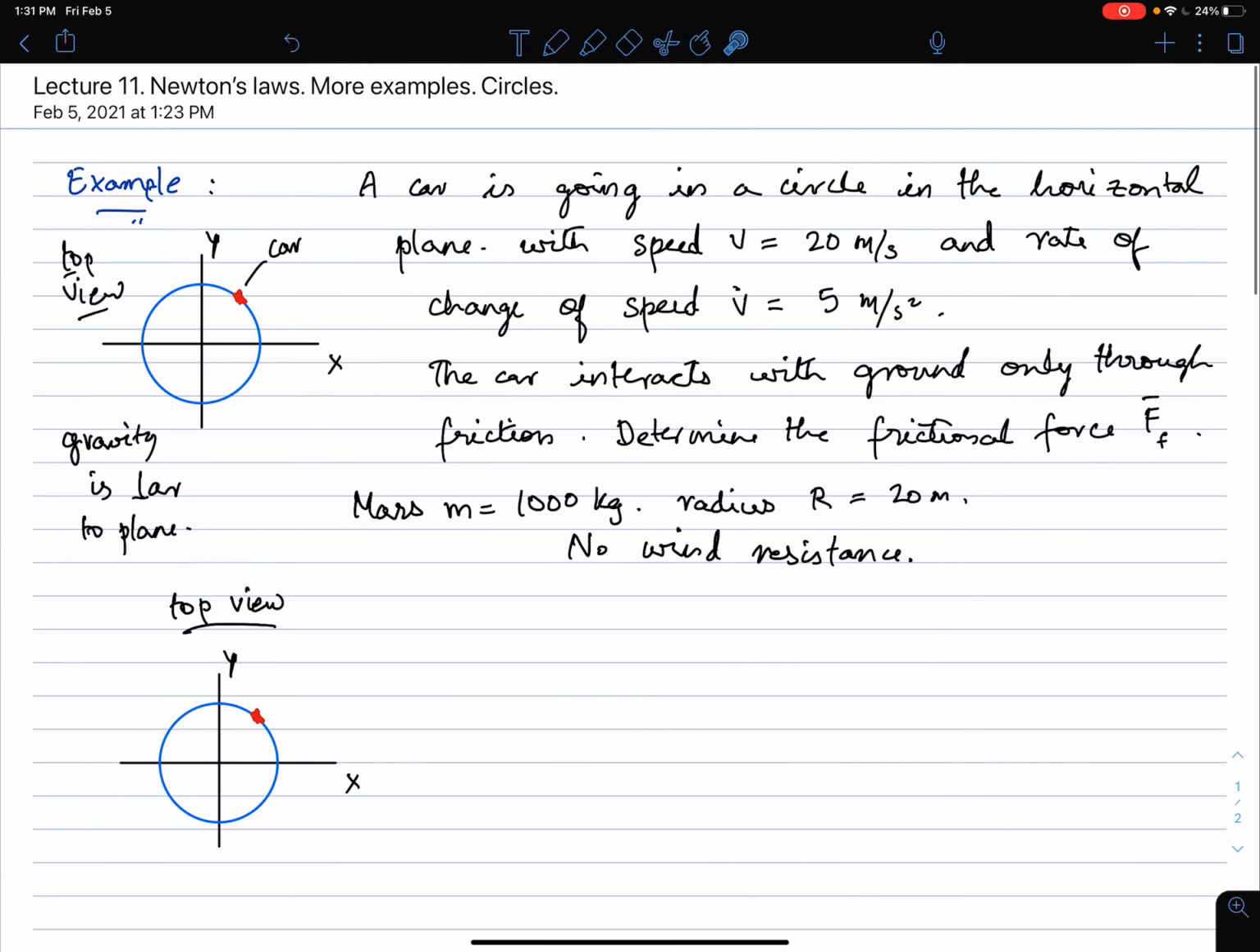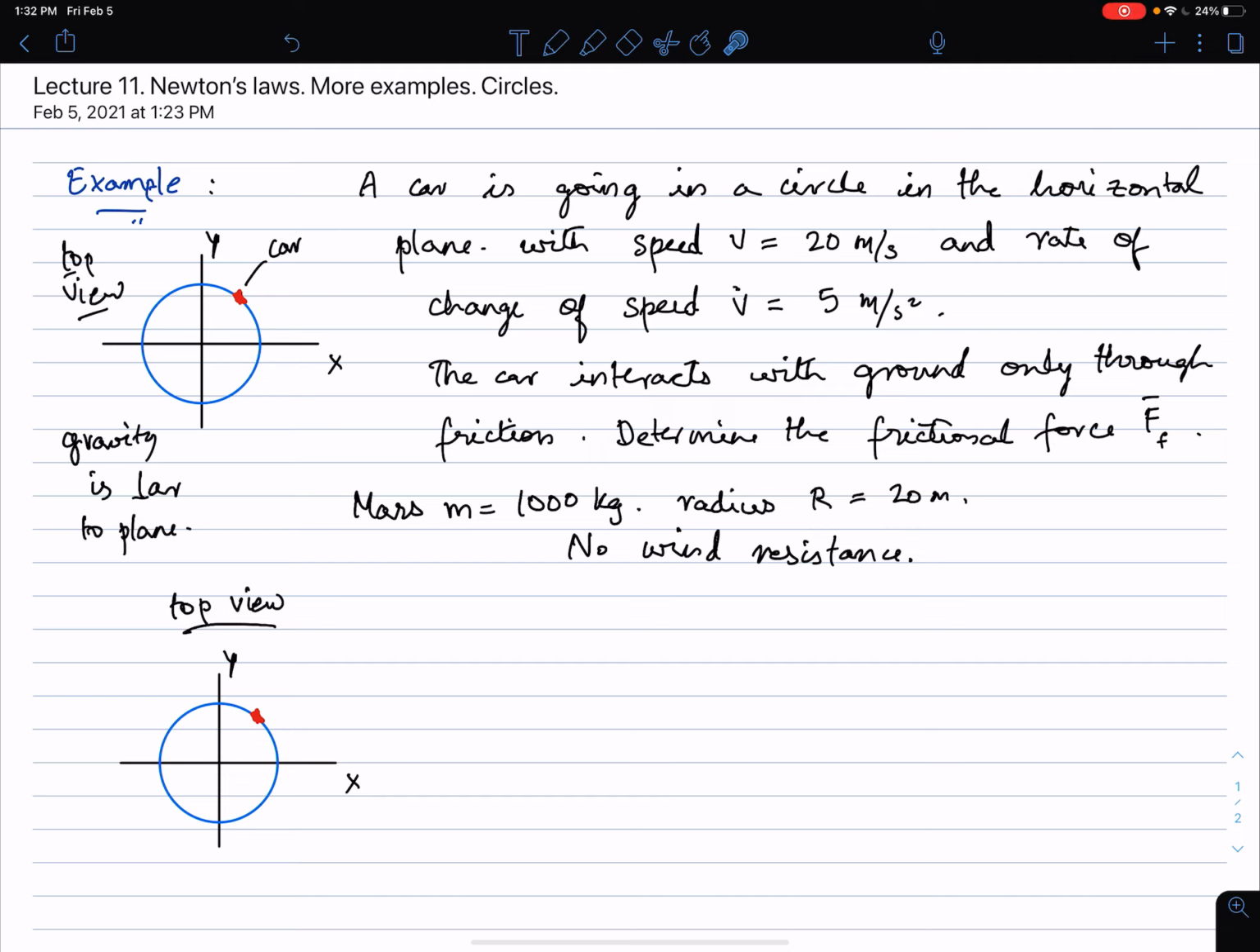Okay, here's a problem that involves Newton's laws, but for an object that is going in a circle. So here's a circle and here's a car going in a circle. So here's the problem statement. A car is going in a circle in the horizontal plane. Okay, so this is the horizontal plane.